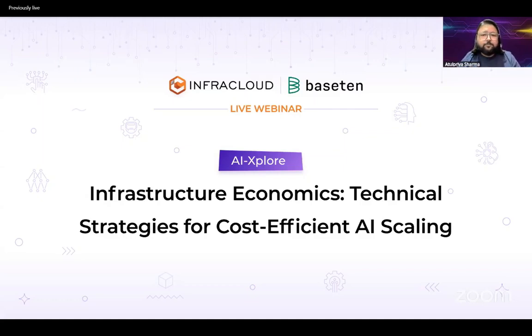AI scaling. Being a food blogger, I always have a food reference whenever I'm talking about anything technical.